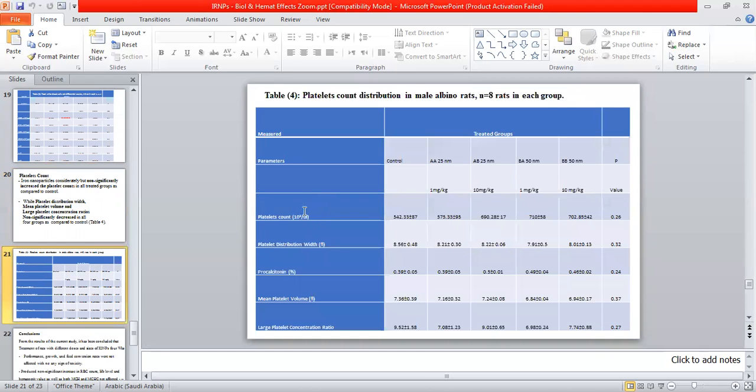Here we can see the platelets showing an increase, but non-significant. In the remaining platelet parameters, that is distribution width, mean platelet volume, and large platelet concentration ratio, we see that they were decreased, but this change was non-significant.